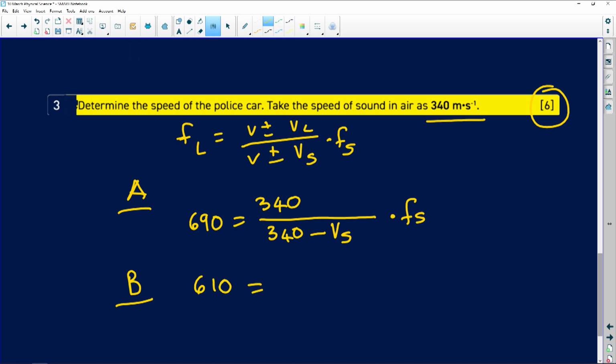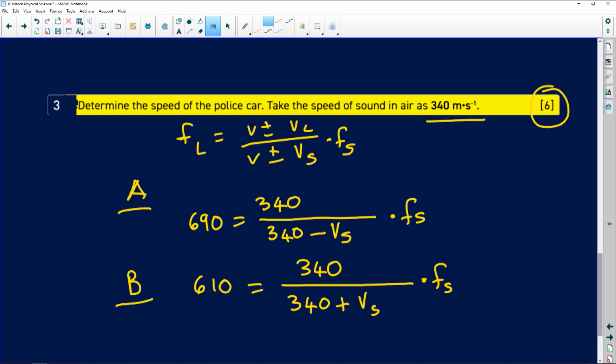It was lower. It was moving away, is equal to 340. Now, because it got smaller, the denominator here is going to get larger. So we're going to add the velocity of the source multiplied by the frequency. So you see we've got 2 unknowns.